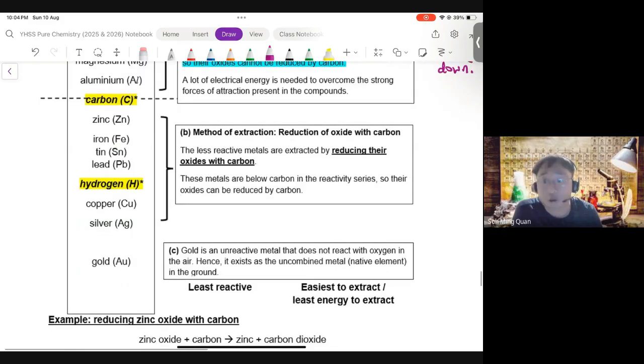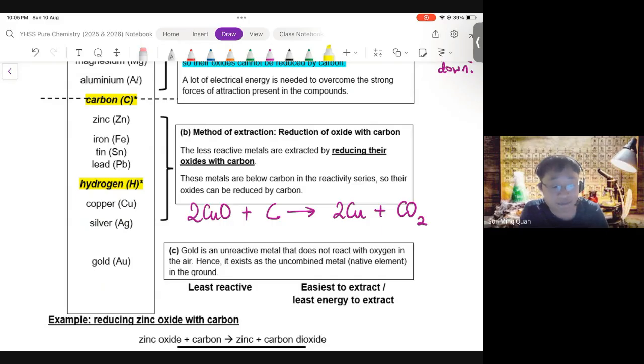Now, for the metals that are below carbon, there's a very useful reaction you could do. Last lesson, we learned this, right? So for instance, copper(II) oxide with carbon. Because copper is below carbon, copper can be reduced by carbon. So CuO is reduced to Cu by carbon. And this works because copper is below carbon. Now in the process, the carbon is oxidized to carbon dioxide. So below carbon, we actually just reduce the oxide with carbon.